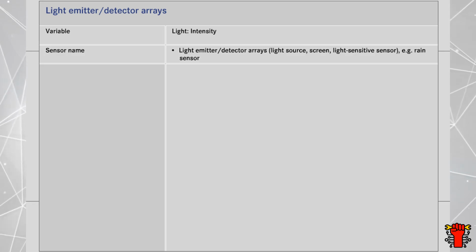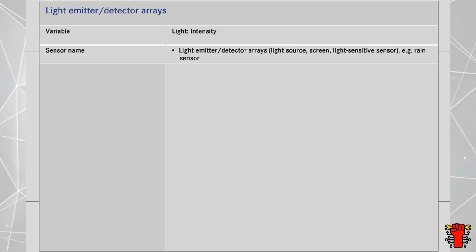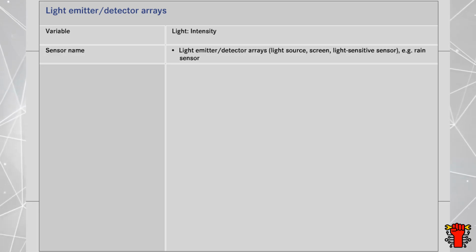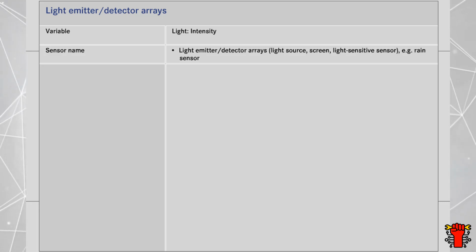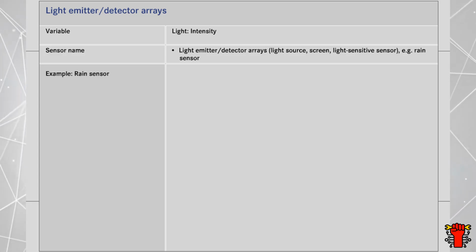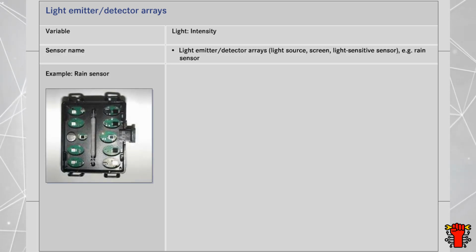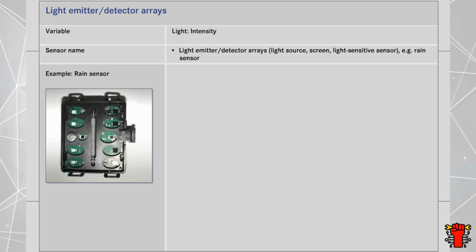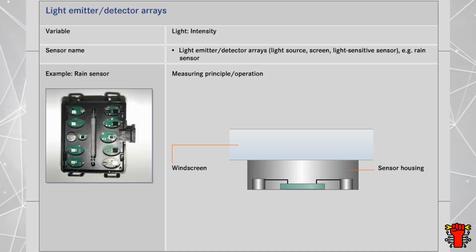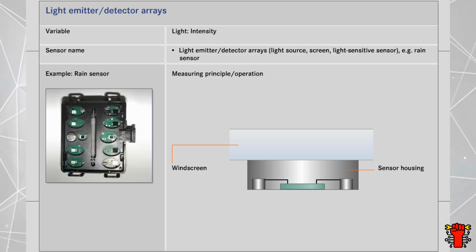The combination of a light source, for example a light-emitting diode, a screen and a light-sensitive sensor, together form a photoelectric emitter-detector array. This uses infrared light which cannot be seen by the human eye and which is less affected by the changing light conditions of daylight. Photoelectric emitter-detector arrays can also be used to detect dirt or a film of water, as is the case with the rain sensor. This consists of several optical transmitting and receiving paths in one sensor housing, which is located on the inside of the windscreen.